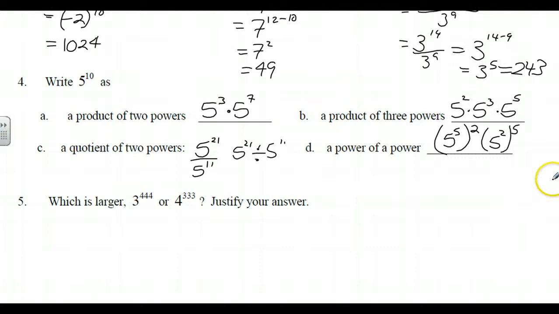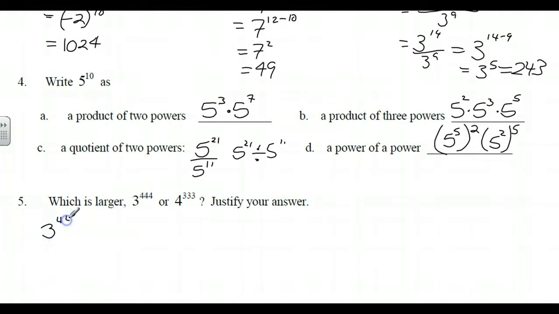Which is larger, 3 to the 444 or 4 to the 333, and justify your answer. Which is larger, 3 to the 444 or 4 to the 333? Go ahead, plug them into your calculator and see what happens. Oh, wait. No answers, huh? Now we have to think about it. So, here's the answer.